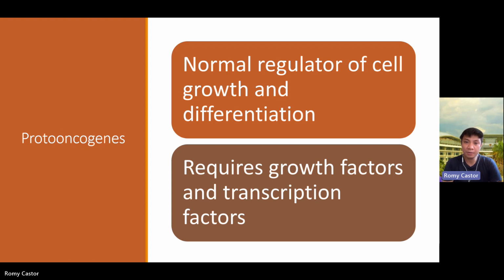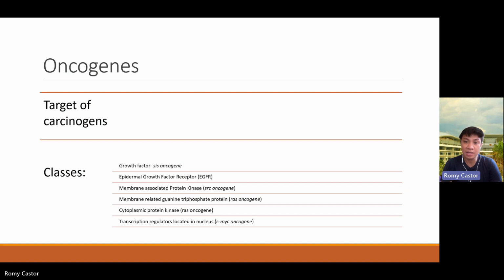Okay, so we have the term here proto-oncogene. The proto-oncogene normally regulates cell growth and differentiation with the aid of different growth factors and transcription factors. However, it is a proto-oncogene, so once it undergoes mutation, it can result in cancer. Okay, the oncogene, so ito na si cancer natin, si cancer gene. It's because once the carcinogen already activates this cancer gene natin.